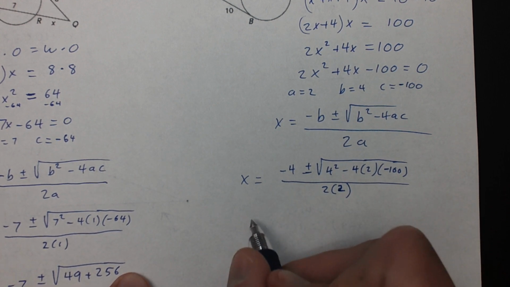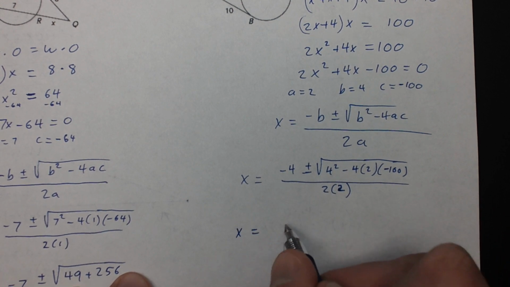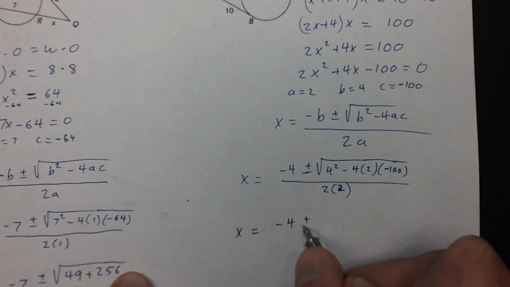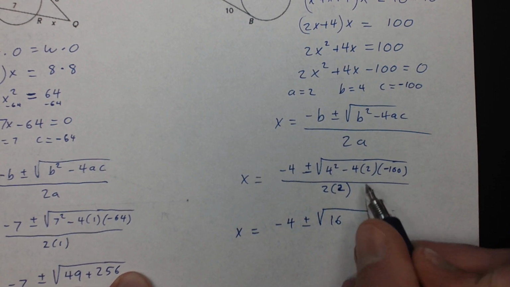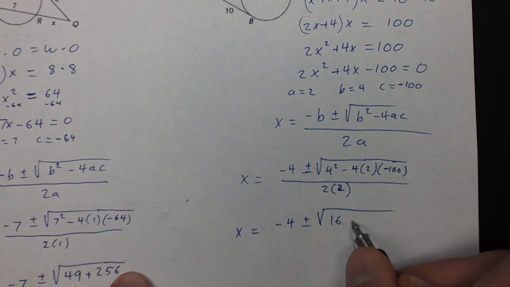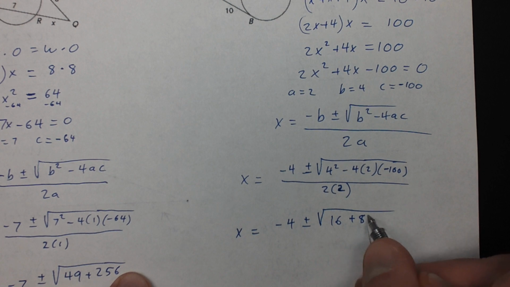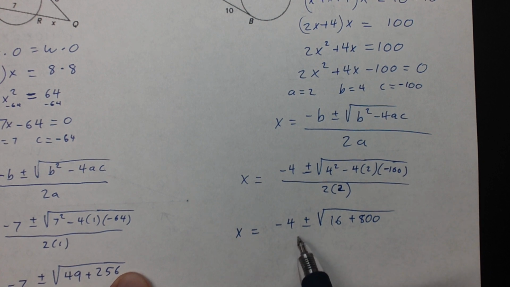Okay, well, we just need to simplify that. X could be equal to negative 4 plus or minus. I'm going to focus on the radical now. 4 squared, of course, is 16. Negative 4 times 2 is negative 8. Negative 8 times negative 100 is a positive 800. And that's it for that. So then we just need to simplify the bottom. 2 times 2, of course, is 4.